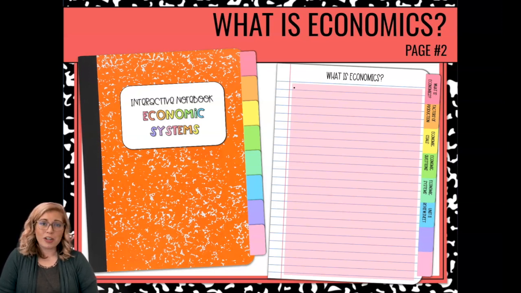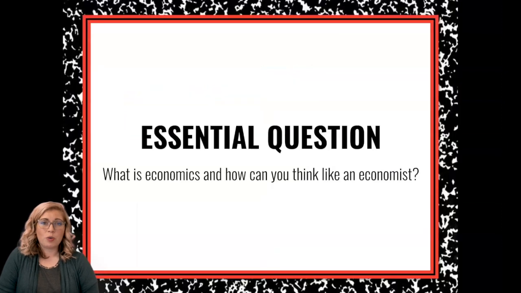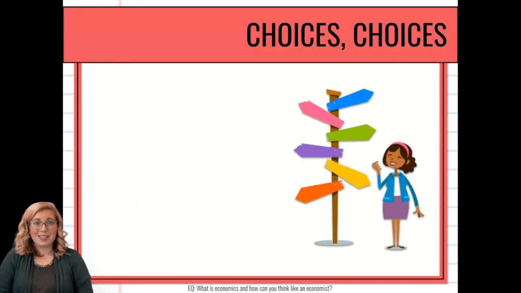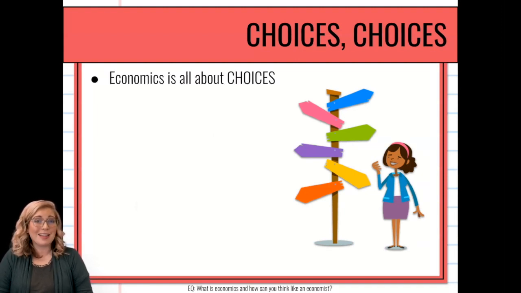So our essential question, we are going to start off each day with an essential question just to kind of focus our attention and focus our learning. So today we want to talk about what is economics and how can you think more like an economist? Because you might not know this, but you probably already do. So economics at its base root is all about choices. That's it. If you were to look up the formal definition of economics, it's going to say in there something about decision-making and choices.